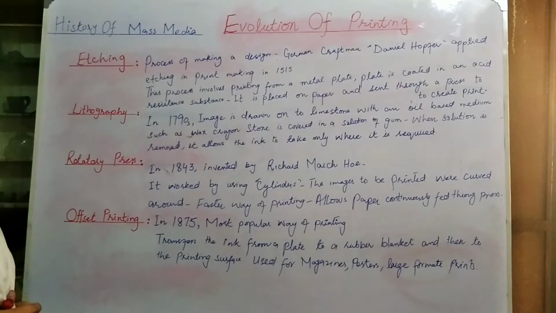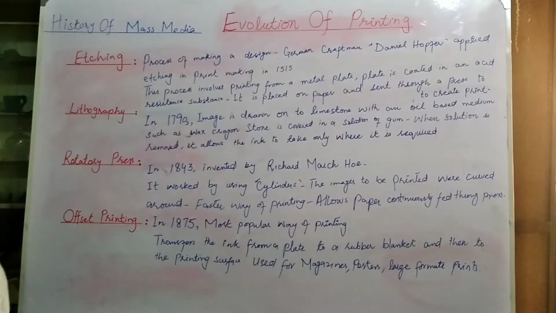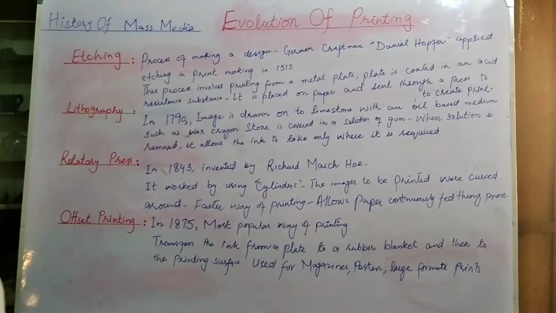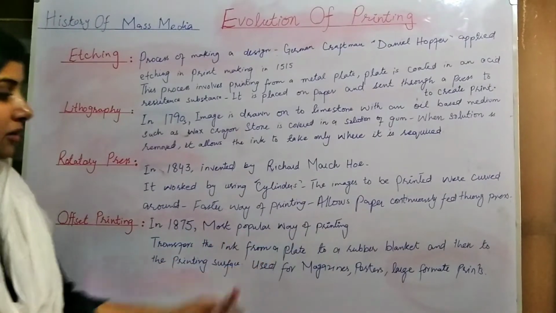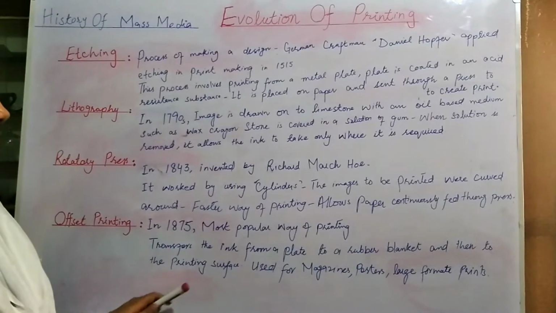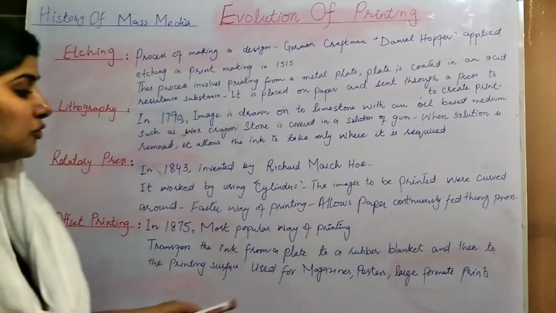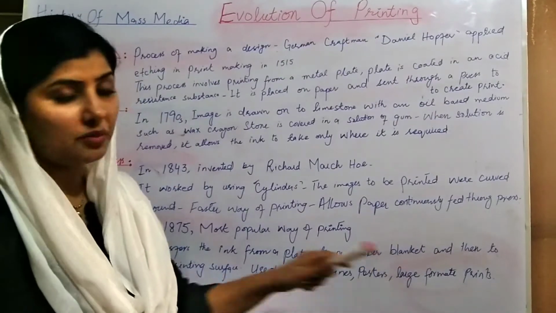Offset printing. It was discovered in 1875. It is the most popular way of printing. It transfers the ink from a plate to a rubber blanket and then to the printing surface. Offset printing is used for magazines, posters, and for large format prints.